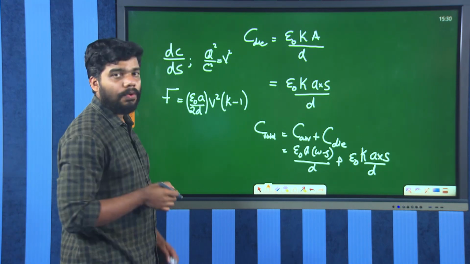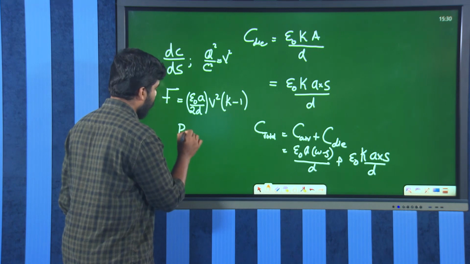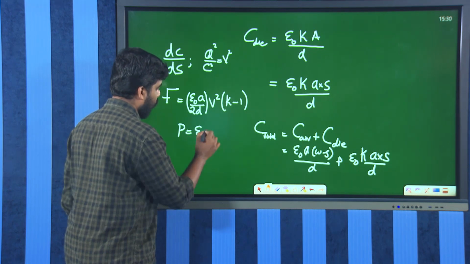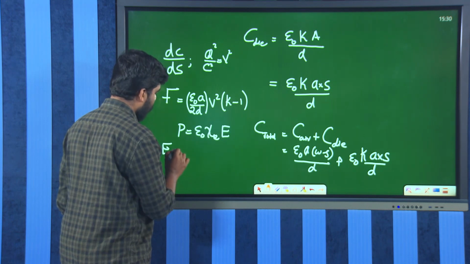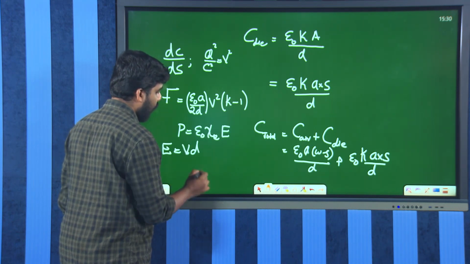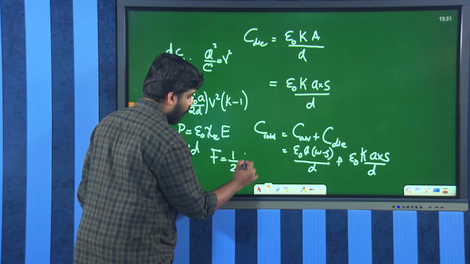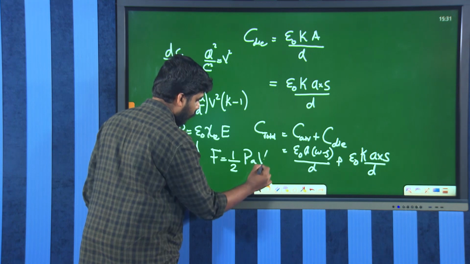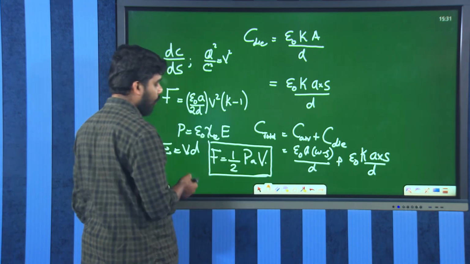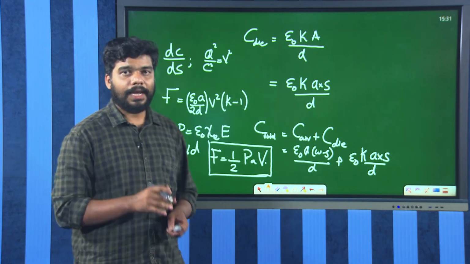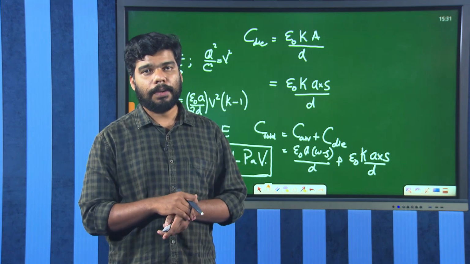And also you can rewrite the expression by using P is equal to epsilon 0 chi E, and using the equation E is equal to V by D, the force on a dielectric is obtained as half into P into A into V. So, this is the force acting on a dielectric slab kept in between the parallel plate capacitor.